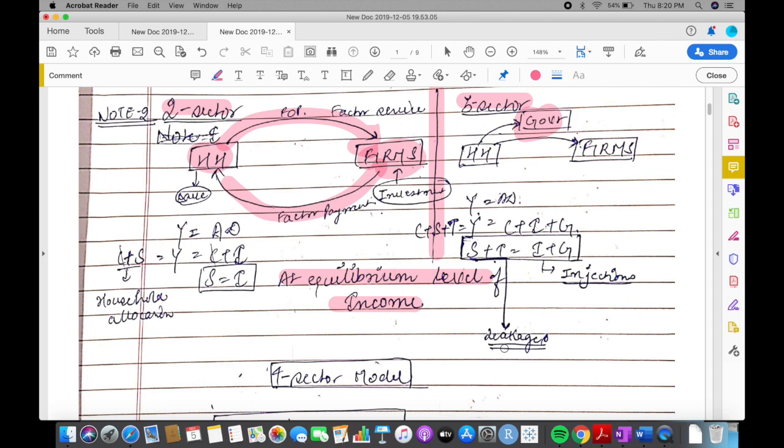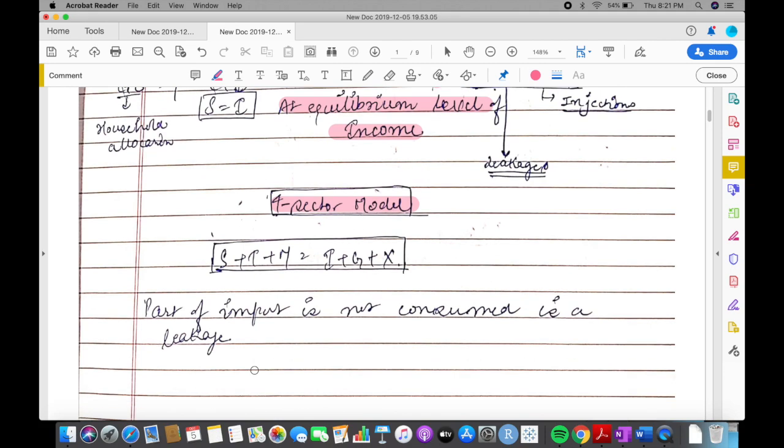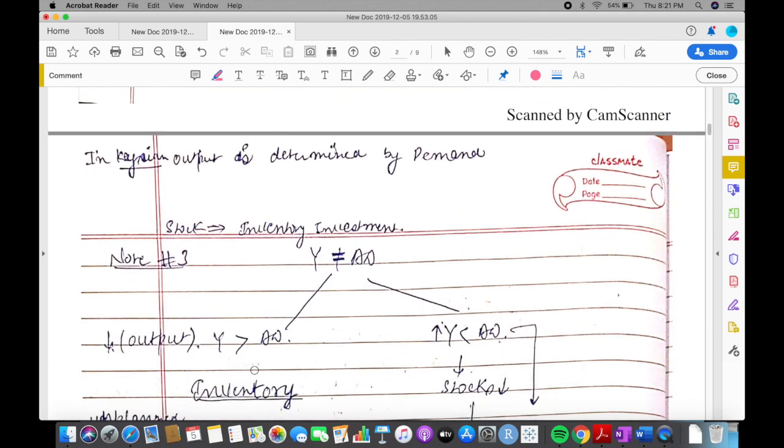And if the government does some expenditure for the general public, that also comes as a portion of injections. Similarly, we go ahead with the four sector model, where S plus T plus M is equal to I plus G plus X. We cut the consumption portion, and we get imports on this side and exports on this side. The part of imports that is not consumed domestically is also a leakage from the economy.